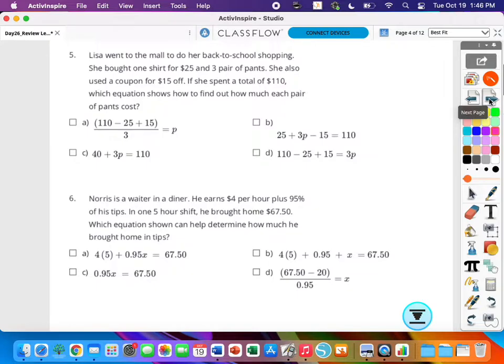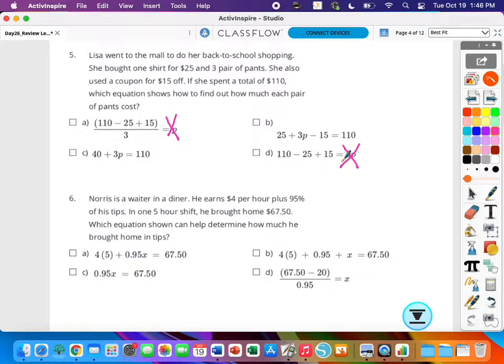Number 5, Lisa went to the mall to do her back-to-school shopping. She bought one shirt for $25 and 3 pair of pants. She also used a coupon for $15 off. If she spent a total of $110, which equation shows how to find out how much each pair of pants cost? What is my total here? It's $110. It's not P. It's not 3P. It's 110.